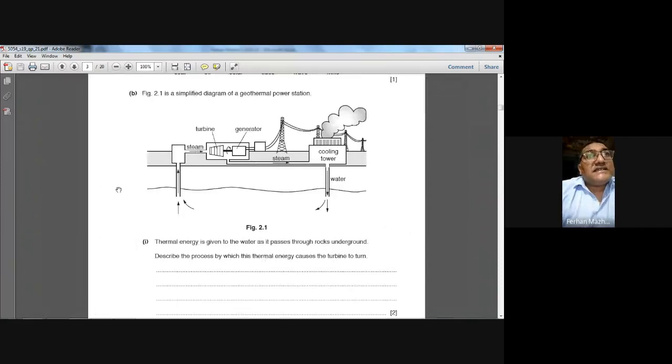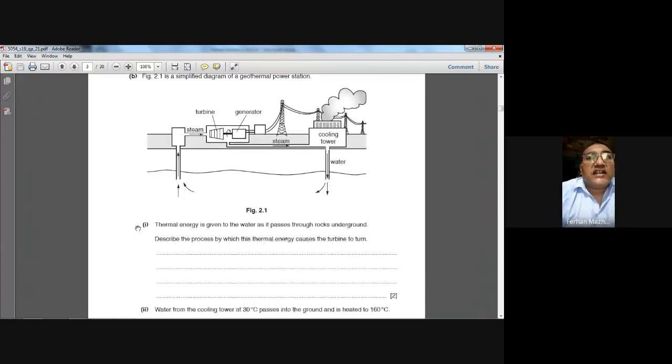Figure 2.1 is a simplified diagram of a geothermal power station. Thermal energy is given to the water as it passes through rocks underground. Describe the process by which this thermal energy causes the turbine to turn. It's very simple. You see, here we have a shaft, and through that shaft, cool water goes underground. And underground, it will absorb the geothermal energy.